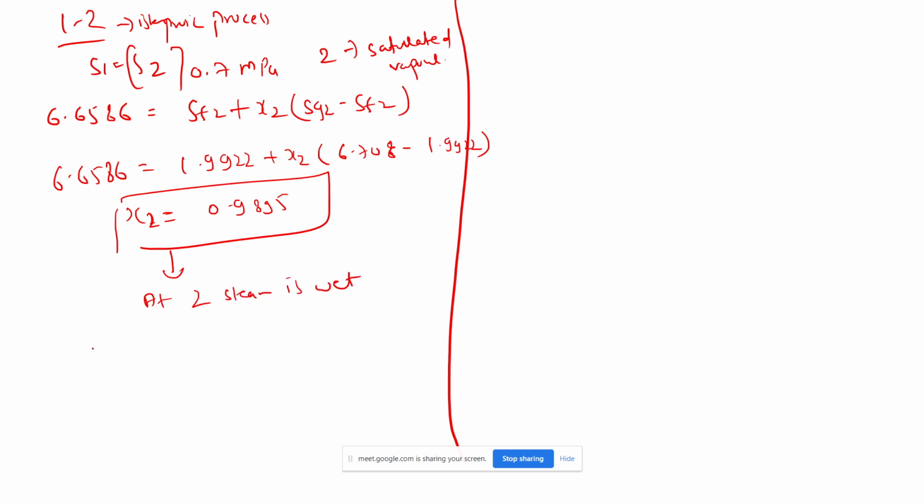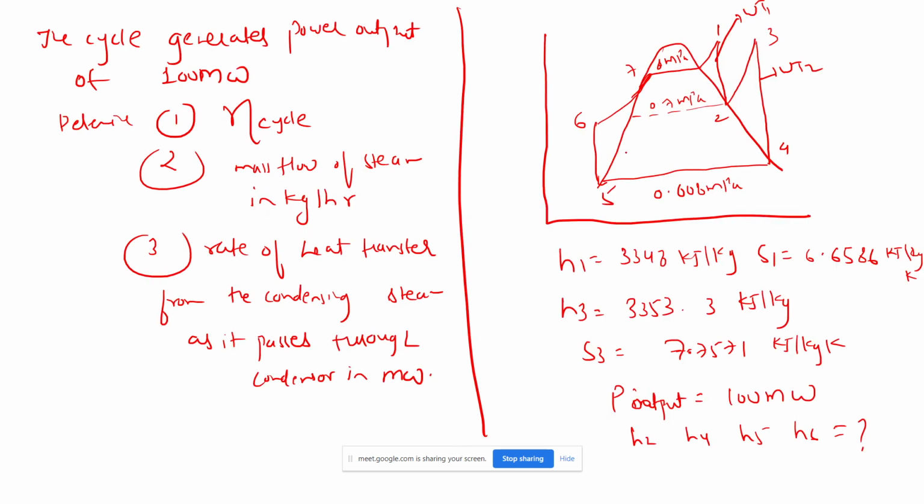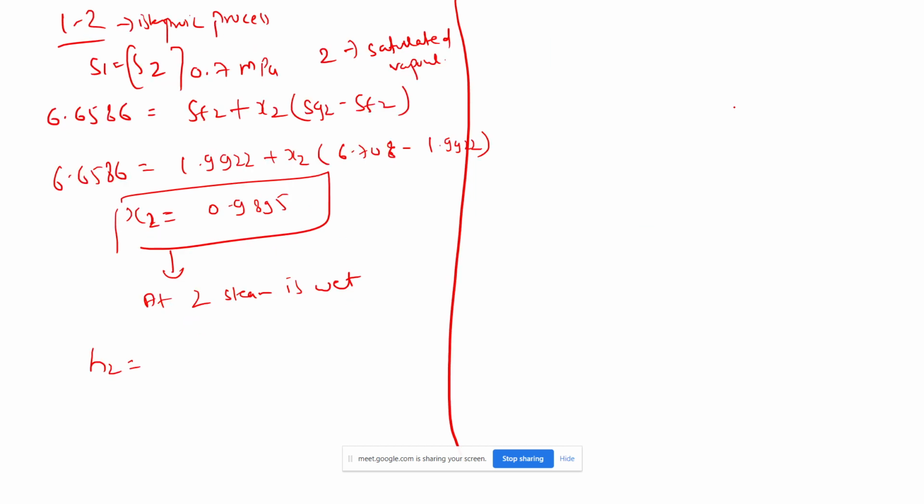Now we have to calculate the enthalpy at point 2. Some of you might have already taken point 2 as saturated vapor, but it is not here. It will come somewhat below it, close to the saturated vapor line. So H2 we now have to calculate. What is the formula? Hf2 plus X2 into Hg2 minus Hf2.